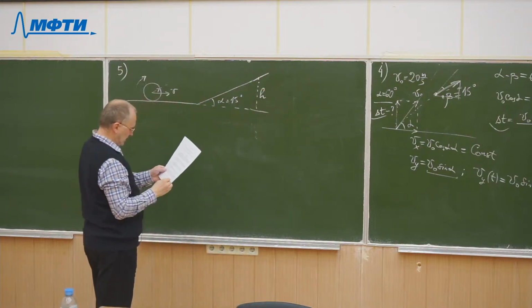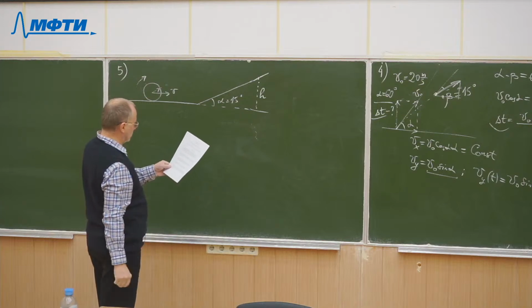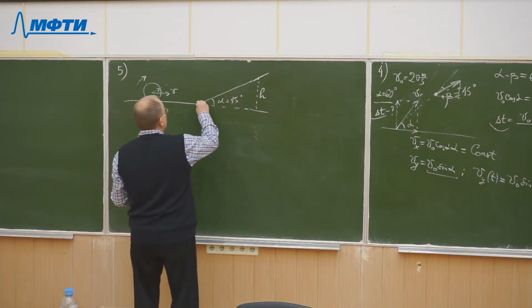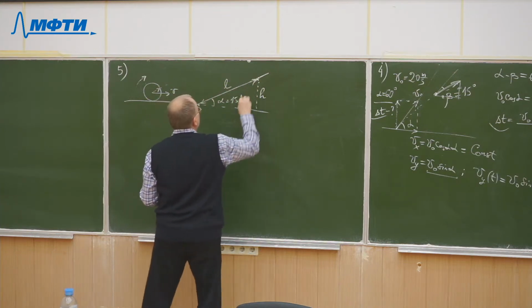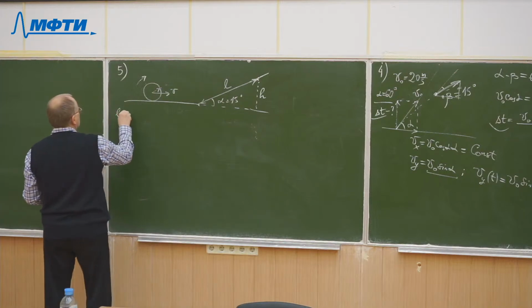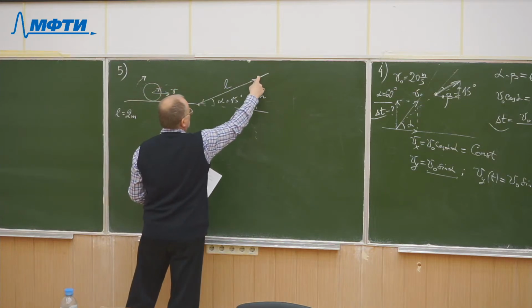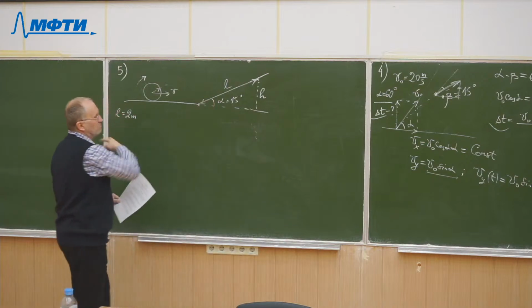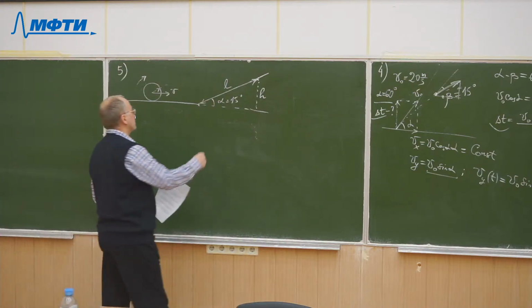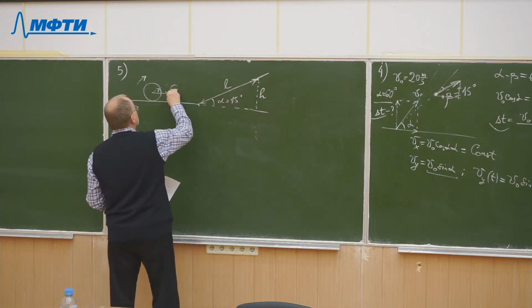and we know that it's given that the disk passed 2 meters along the ramp before stopping. So this distance L along the ramp is 2 meters. So the disk goes up and stops at this point, and what else? Then it will go down and roll backward. But we are not interested in these further developments.